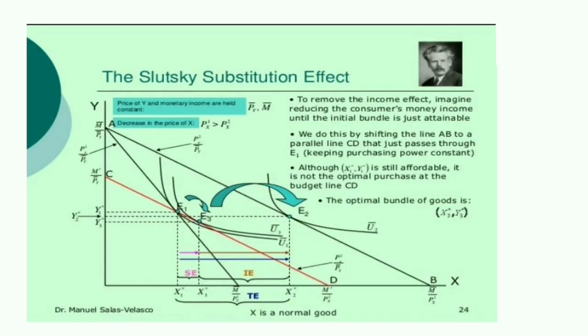The Slutsky substitution effect. To remove the income effect, imagine reducing the consumer's money income until the initial bundle is just attainable. We do this by shifting the line AB to a parallel line CD that just passes through E1, keeping purchasing power constant. Although this bundle is still affordable, it is not the optimal purchase at the budget line CD. The optimal bundle of goods is X3 or Y3.